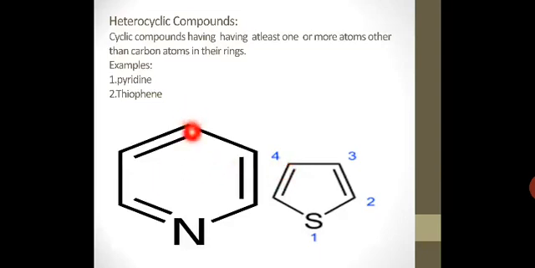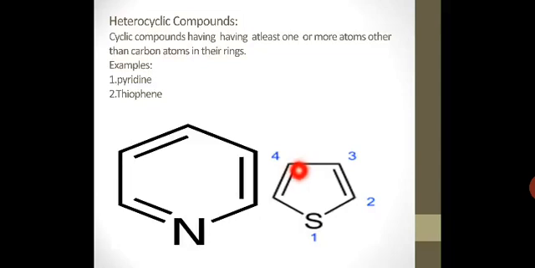Students, you have to remember that when we draw the structure in this way, at every corner a carbon atom is present, and you have to satisfy its tetravalency. At this corner there is carbon, and at this position there is a heteroatom, that is nitrogen. So this structure will be termed pyridine. Similarly, in this structure, at every corner a carbon atom is present, and at this corner there is sulfur. So this is the structure of thiophene. So these are the heterocyclic compounds.